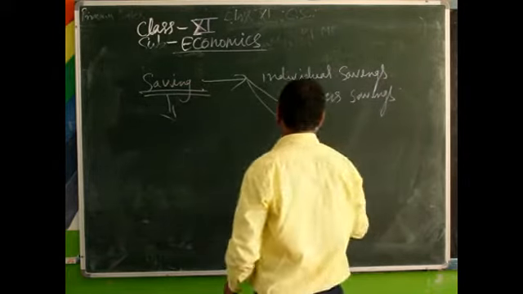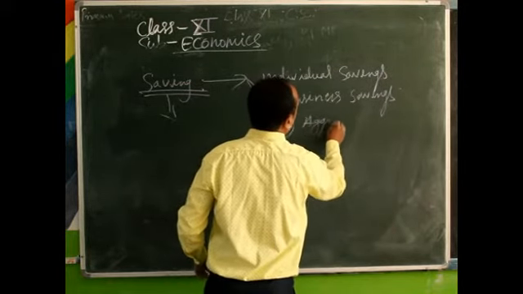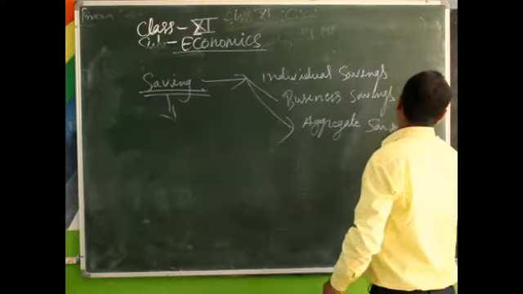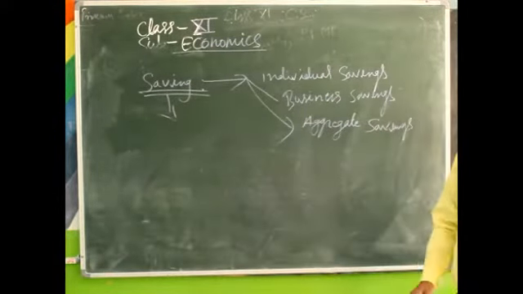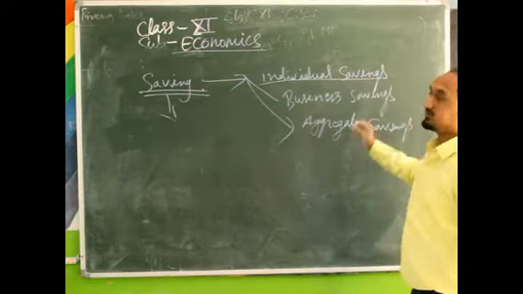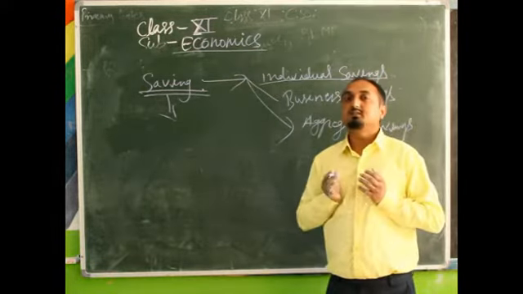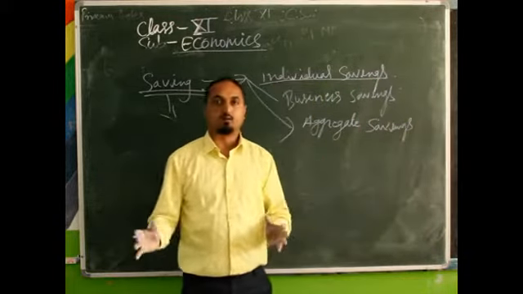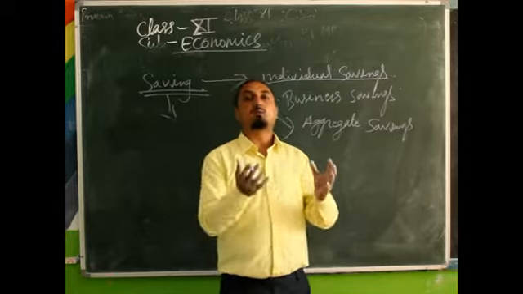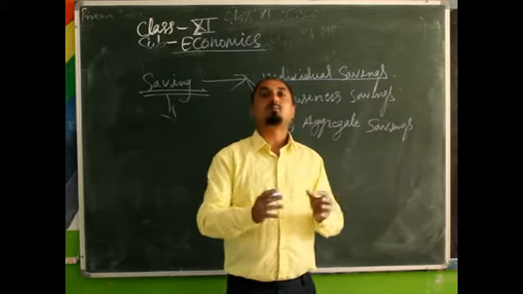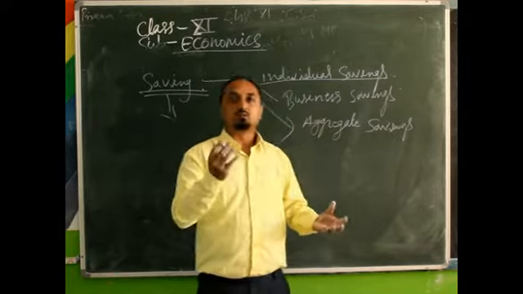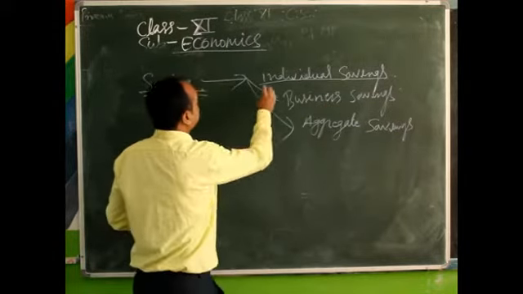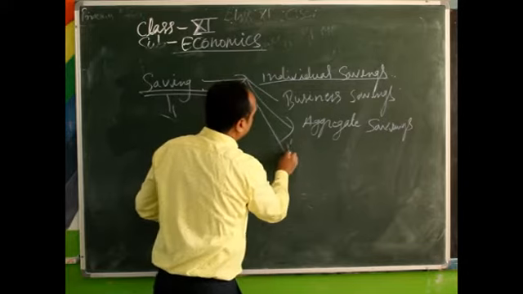Next we have aggregate savings. Now you have to understand what individual savings is. Individual savings means savings done by an individual. Suppose I am one of the individual persons, and I am earning here. Whatever income remains or is left after my consumption and my spending, that is my individual savings.